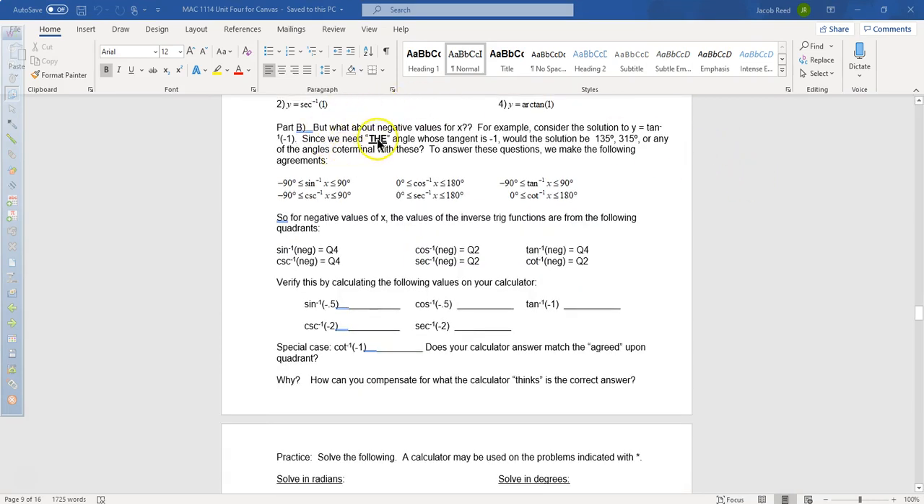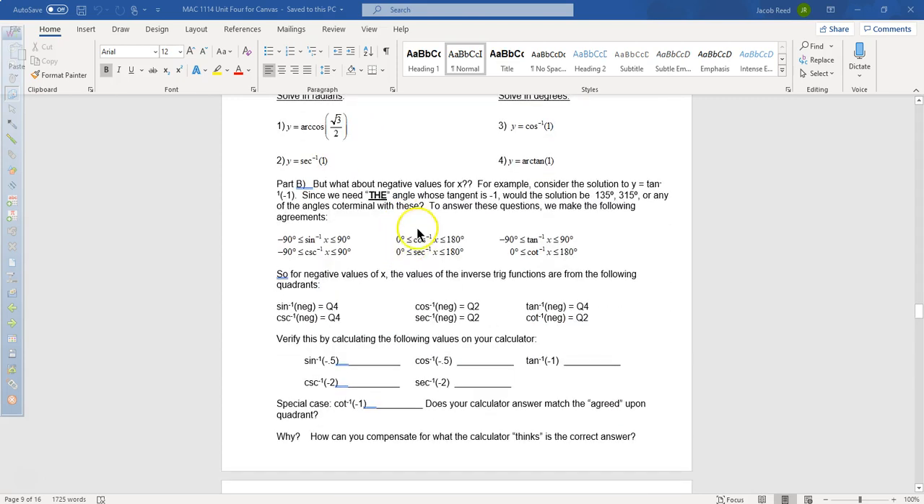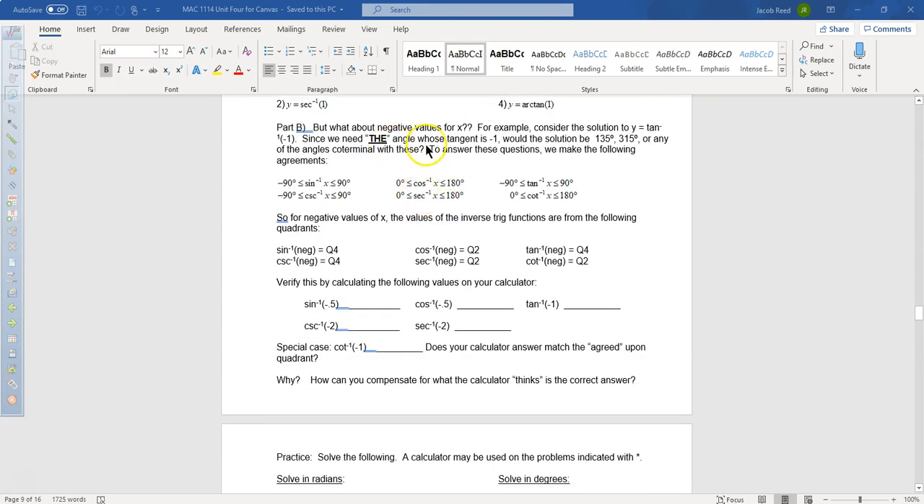All right, part B, but what if we talk about negative values? Notice that all these have been positive up until this point, but what if we switch it over to negatives? Since we need the angle whose tangent is -1, would the solution be 135 or 315? Or any of the angles coterminal with these? To answer these questions, we make the following agreements.